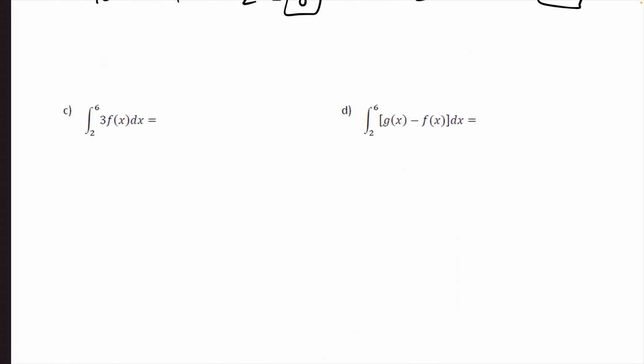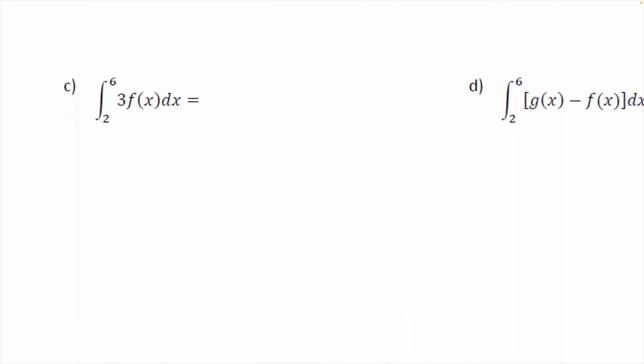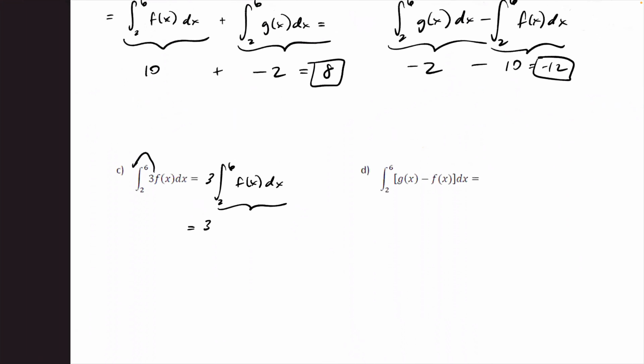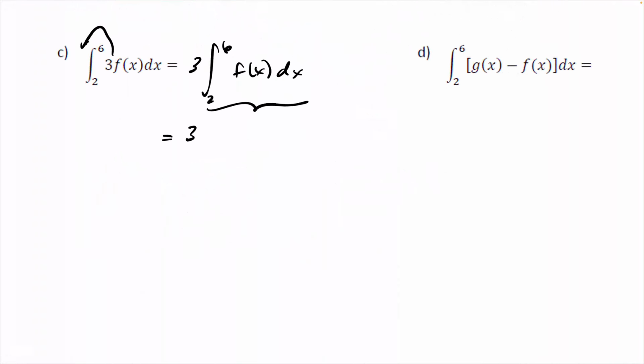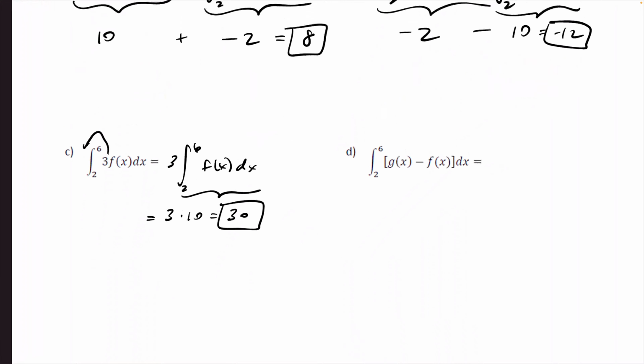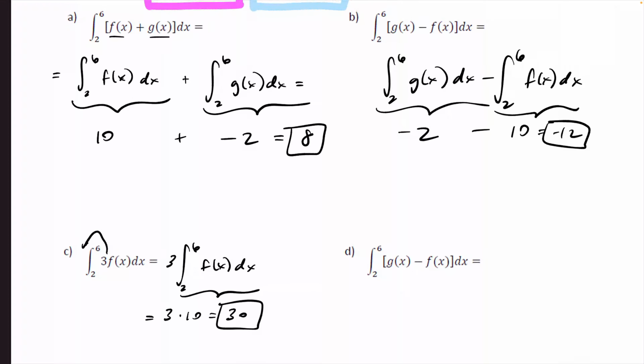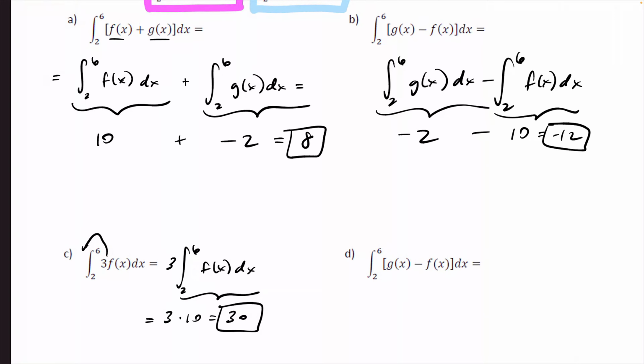Letter C. You don't have to move the 3 to the front, but you can if you want to. So it would be 3 times the area from 2 to 6 for f of x dx. So that is 3 times positive 10, which is 30. And then d, I believe, is the same as B. I think it's a typo. It is the same, right?